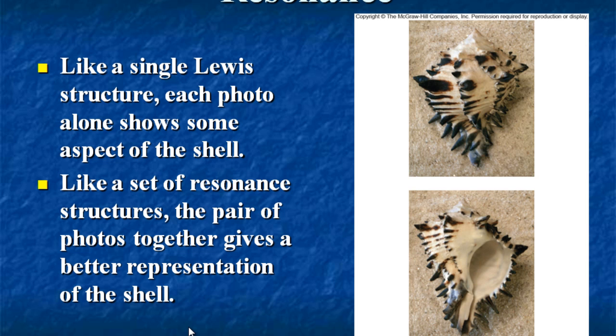Same thing. We have two different Lewis structures. Each structure will give you some aspect of that molecule, but not the complete picture. But when you see all those structures together, you can imagine in three dimensions how the molecule is going to be. The molecule is going to be a blend of whatever structures you are seeing. So that is resonance. So in other words, here are the resonance pictures of a shell.